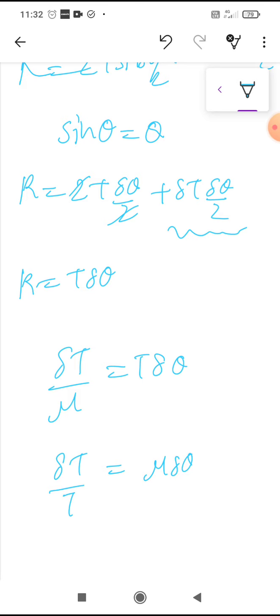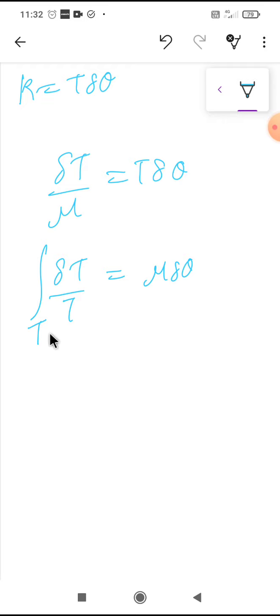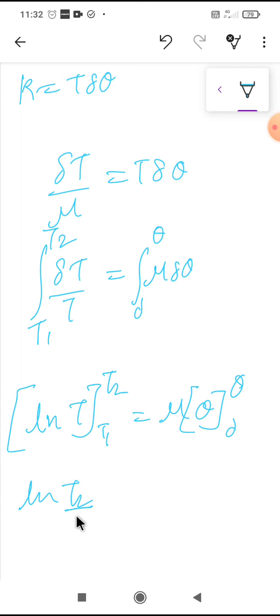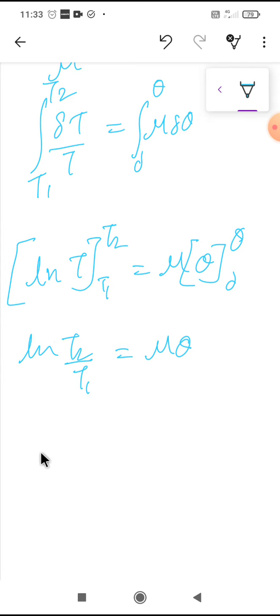Now let's integrate this term from T1 to T2. So we'll get the tension on the tight side and on the slack side, and here from 0 to theta, so from 0 angle to the angle of lap theta. So this will be ln T from T1 to T2 is equal to mu theta from 0 to theta. This is ln T2 minus ln T1, so it will be ln T2 by T1 is equal to mu theta. If I bring mu to the other side, it will be T2 by T1 is equal to e raised to mu theta.